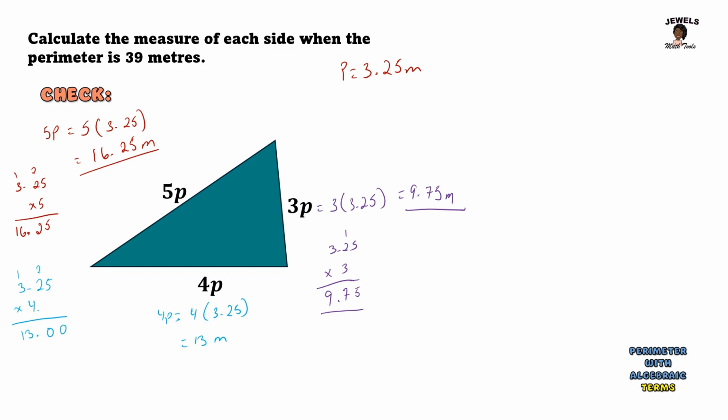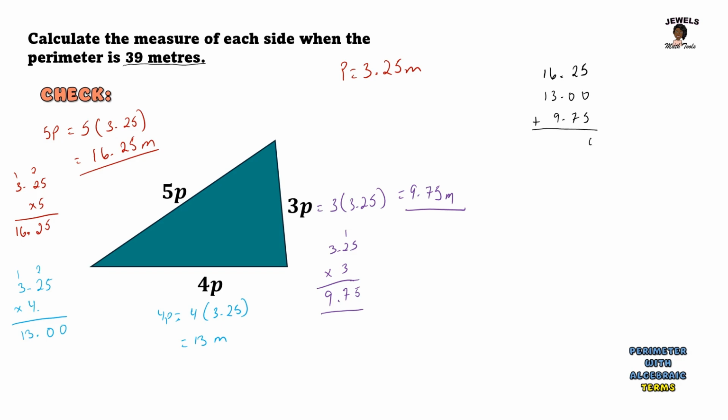And now that we have calculated the length of all of our sides, our next step is simply going to be to add up all of our sides and see if they equal 39. So we have our 16.25, and I'm going to stack these to add to save a little bit more time. So we have 16.25, we have our 13, and we also have 9.75. And remember that our perimeter is supposed to equal 39 meters. So that's what we are checking for.